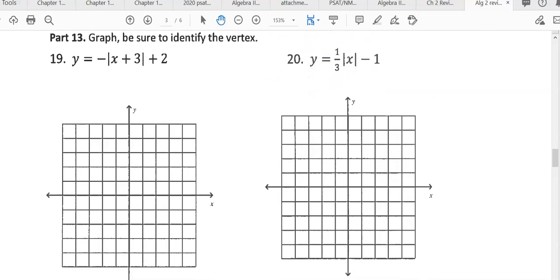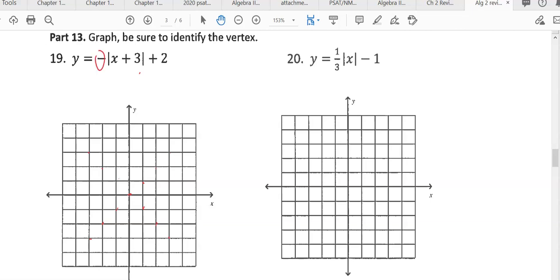Be sure to identify the vertex. So if you start with your 5 points you know and love, flip them down. So it's like a downward facing V. I don't know if you can see that. I'm making them real light here. I have different colors in this one. So this reflected it down.